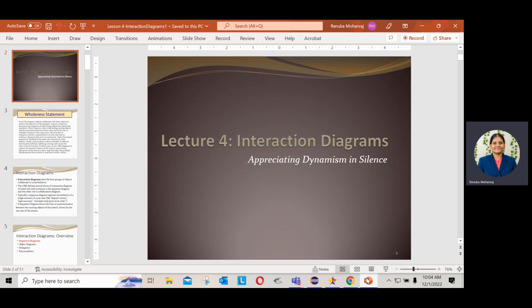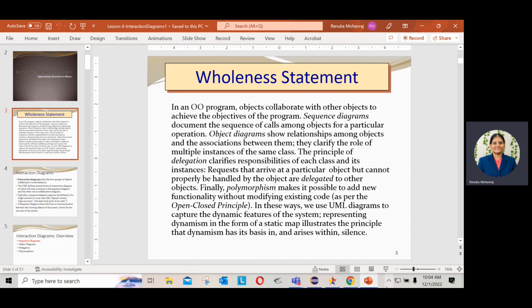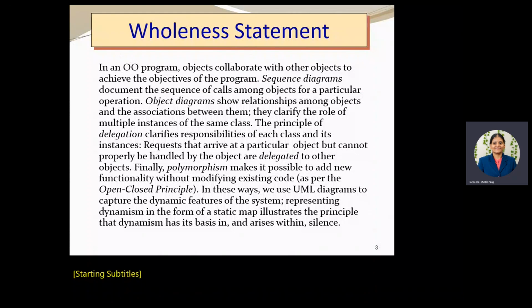Today, we are focusing on interaction diagrams, which are the sequence diagram and object diagram. We are also discussing one template design pattern, and more on polymorphism, about static and dynamic binding. That's about our agenda. So here is the wholeness. We'll give you a summary of this chapter.